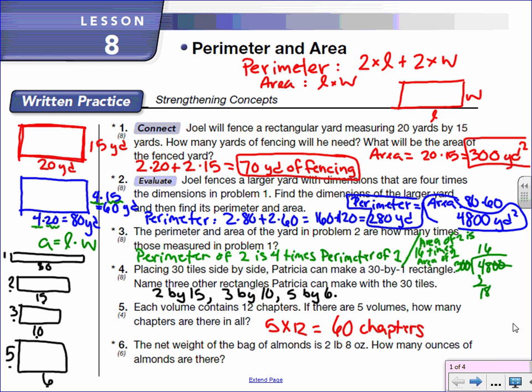The net weight of a bag of almonds is 2 pounds, 8 ounces. How many ounces of almonds are there? So we need to convert this 2 pounds into ounces. And from Unit 6, we learned that there are 16 ounces in 1 pound.